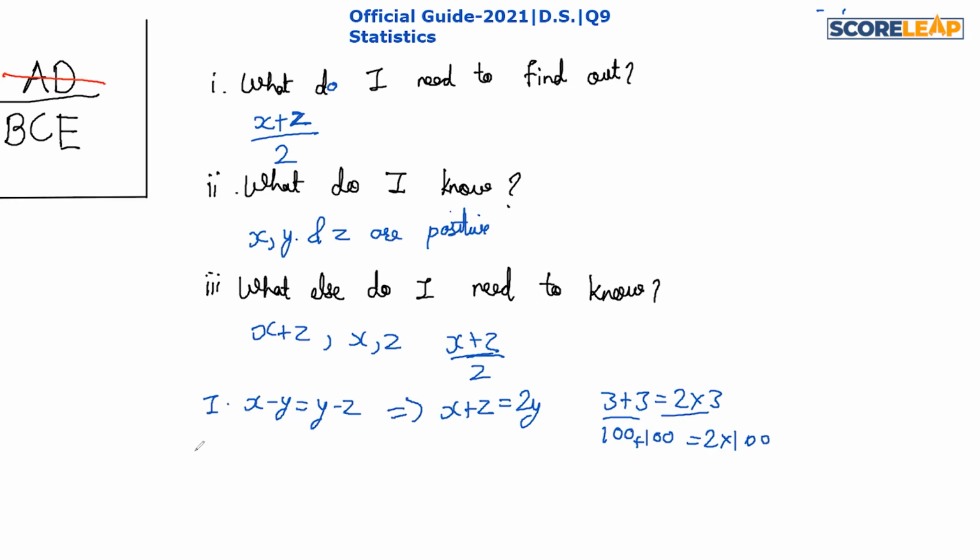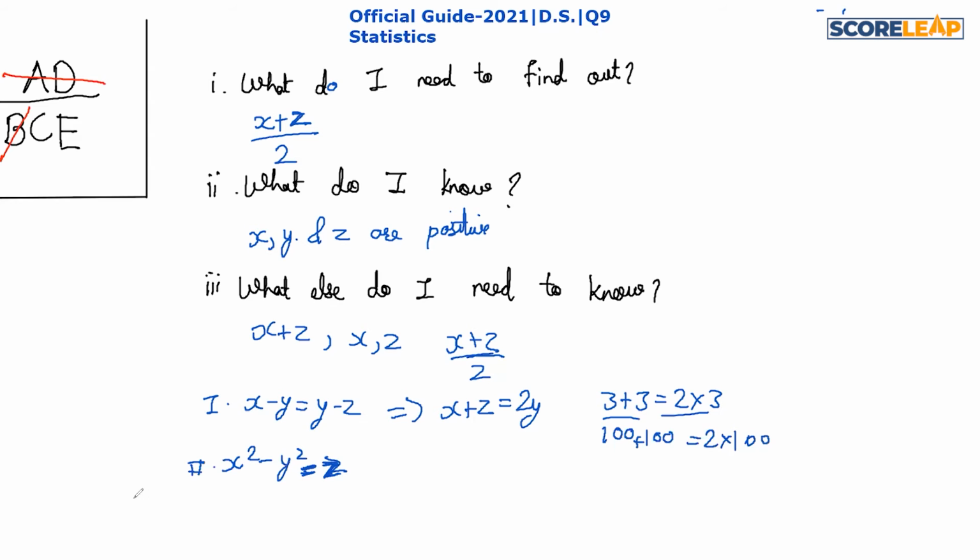Now let us jump to statement 2. What does statement 2 say? Statement 2 says that x square minus y square is equal to z. So here also we can get x and z in terms of y, but we won't be able to figure out the exact value of x plus z divided by 2, or x plus z. So statement 2 is also not sufficient. Whenever it is not sufficient, we cross option B.